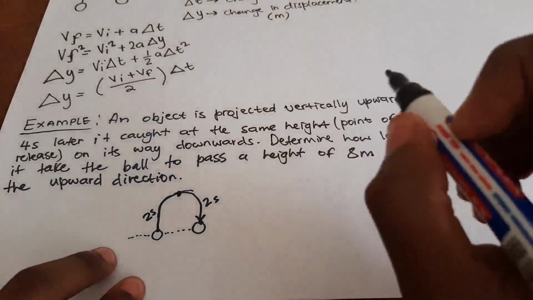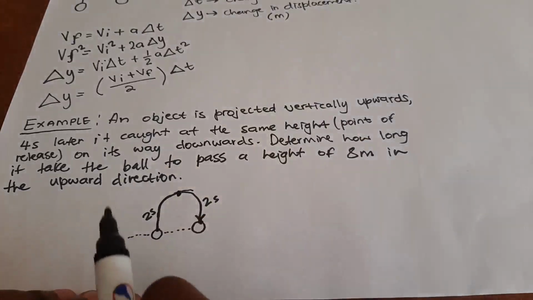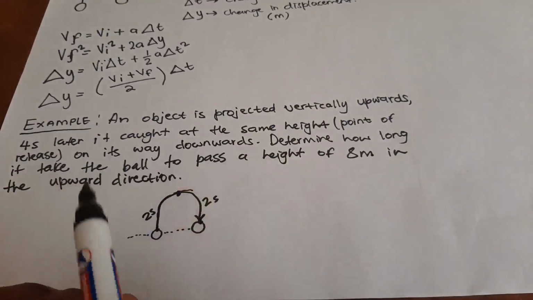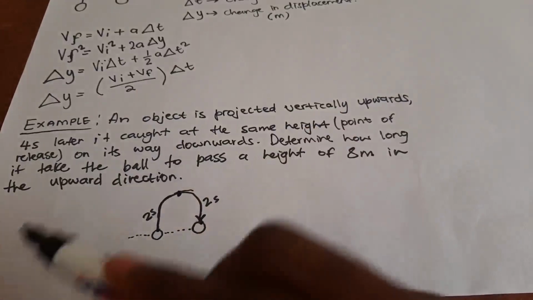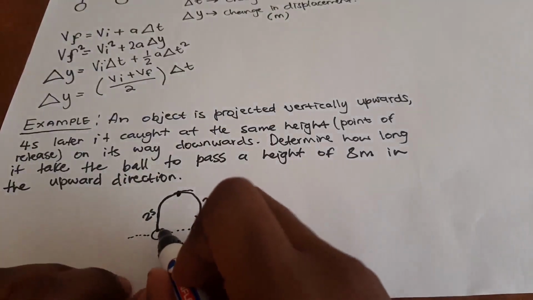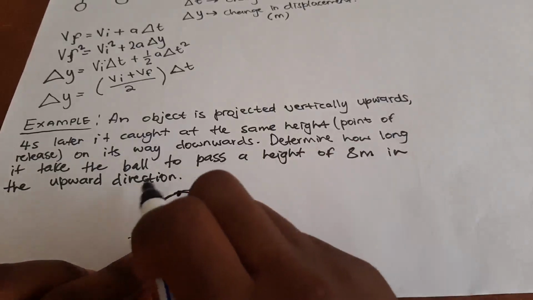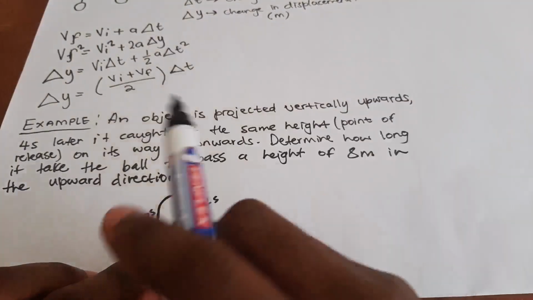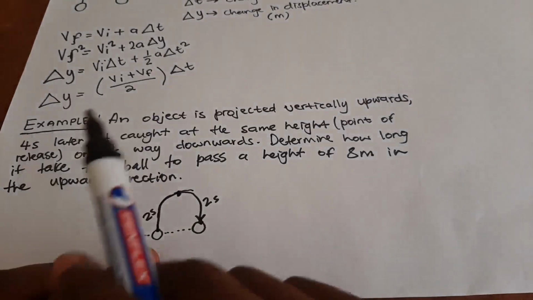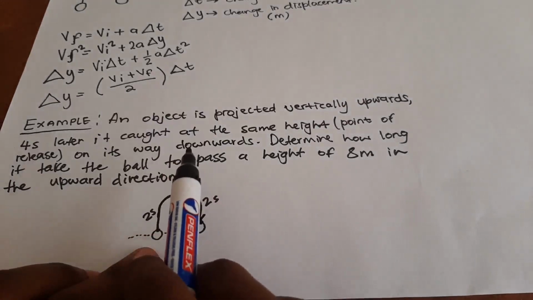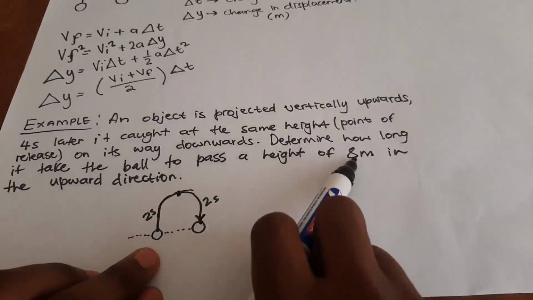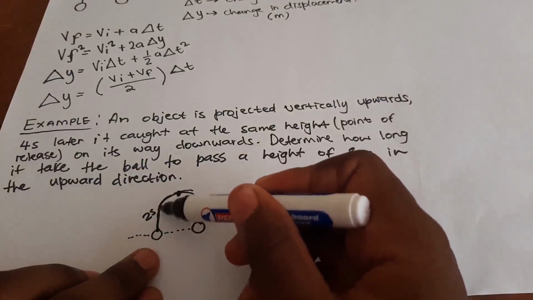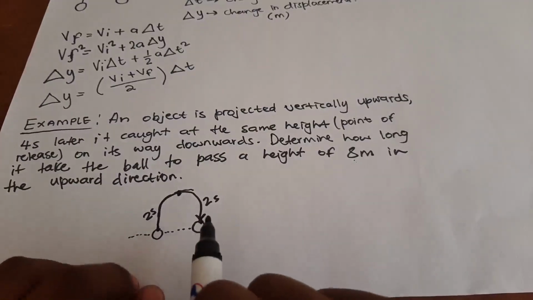So we have to determine how long it takes the ball to pass a height of 8 meters. We have to first calculate the initial velocity so that we can determine how long it takes for 8 meters. 8 meters is somewhere around these points here. So let's first calculate the initial velocity.